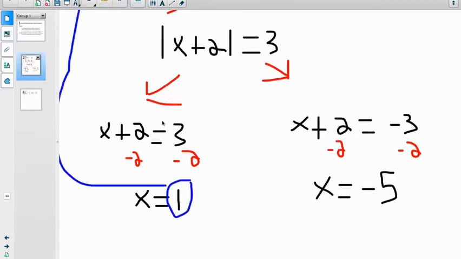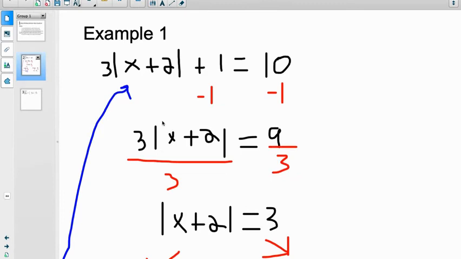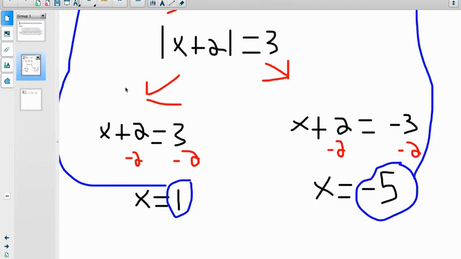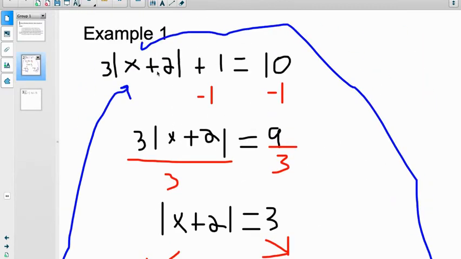Now to check if those work, we plug them back in. 1 plus 2 is 3. The absolute value of 3 is 3. Times 3 is 9. Plus 1 gives us our 10. Then we have to check the other one. We take the negative 5 and plug it back in. Negative 5 plus 2 is negative 3. But the absolute value of negative 3, because remember, absolute value turns anything positive, is 3. So 3 times 3 is 9, plus 1 gives us 10.